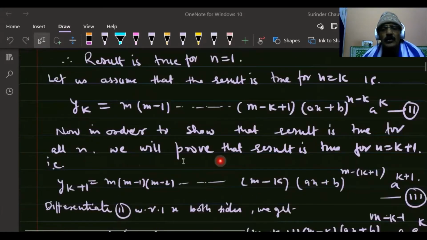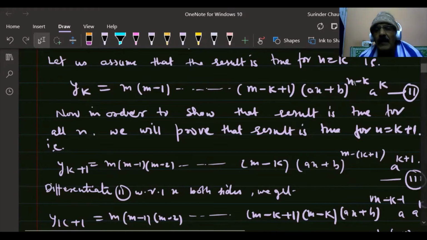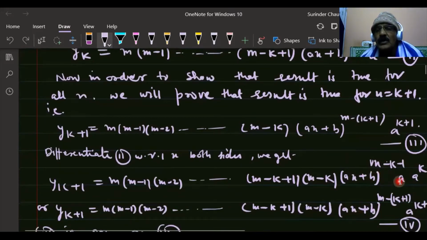Now differentiate this with respect to x. So differentiating, the nth derivative for k plus 1 is equal to the constant outside, and we differentiate the (ax + b) power, which gives m minus k into (ax + b) to the power m minus k minus 1, multiplied by a, along with the earlier product.